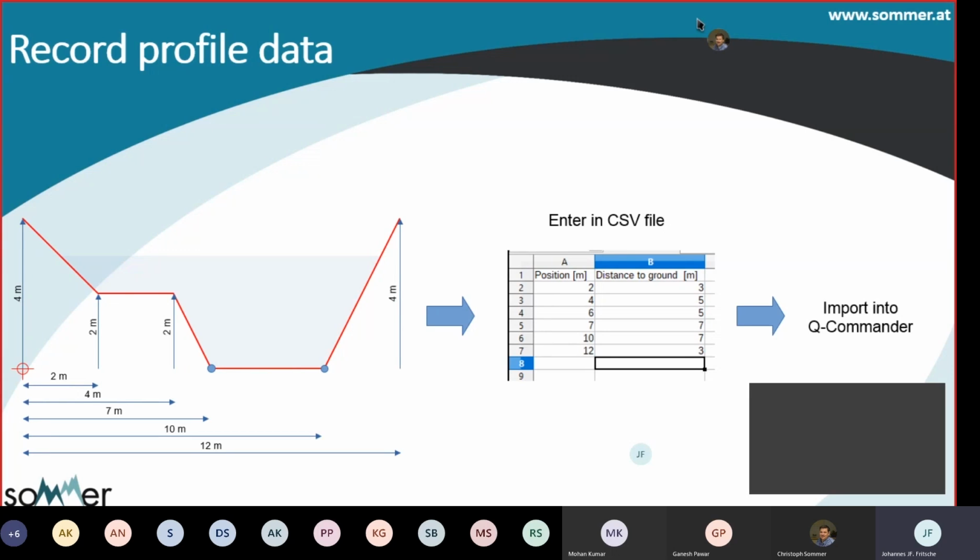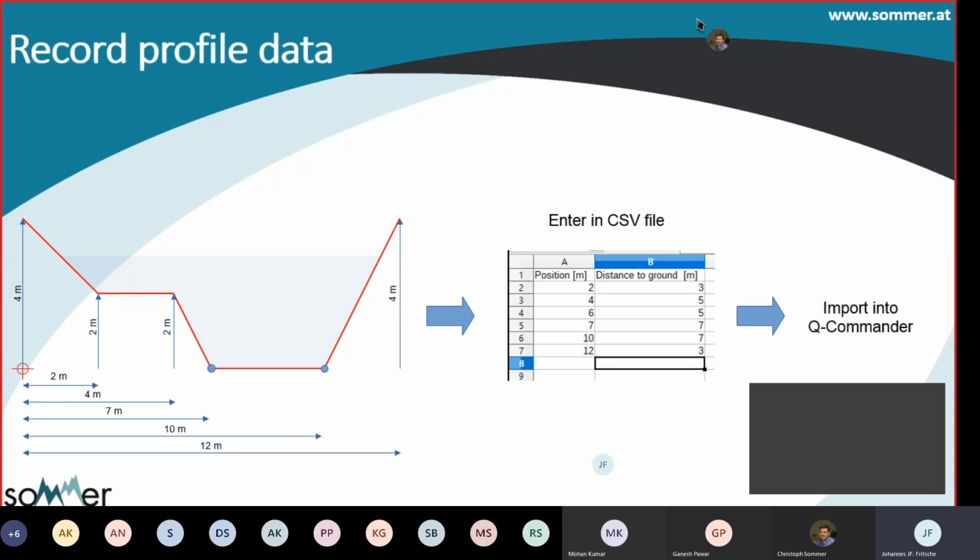Do your measurements from left to right, get the vertical data, get the horizontal measurements, and the best way is to record the measurements into an Excel file and save it as a CSV file. This is the easiest to import then into QCommander. So as long as you do your cross-sectional surveying, you don't need the QCommander software.